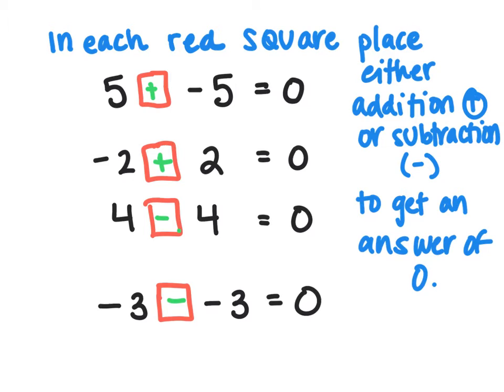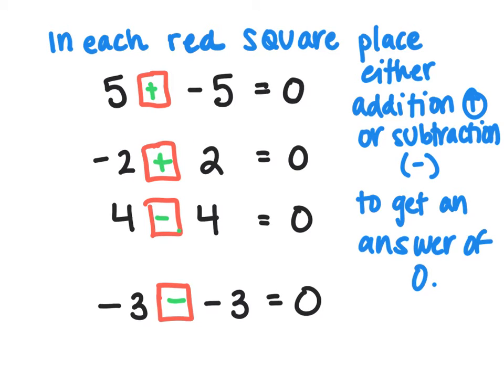Okay, so the first one that I gave you, negative 2 blank 2. Negative 2 plus 2, that's going to be 0. Because remember, if I'm doing a negative plus a positive, I keep the sign of the bigger number. Well, neither one's bigger, and I subtract, but 2 minus 2 is 0. So that would be a plus.